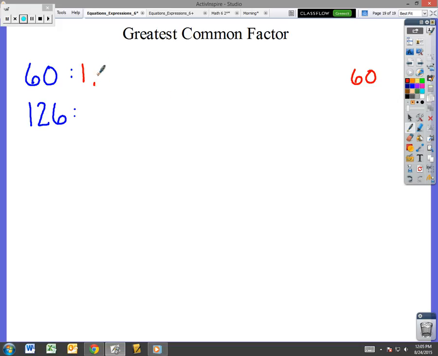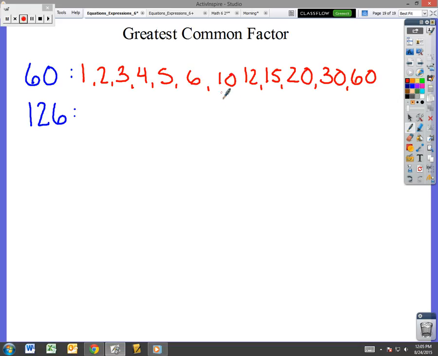I know 2 times 30. I know 3 times 20. Let's see, does 4 go into 60? Yes, it does. 4 times 15. And then we go 5 times 12. And finally we have 6 times 10. Okay, now let's go to 126. 1 and 126. 2 because it's an even number. So 2 and I believe that is 63.